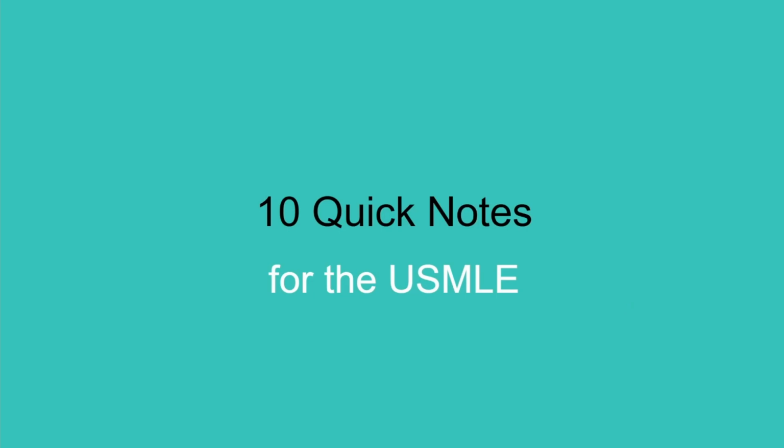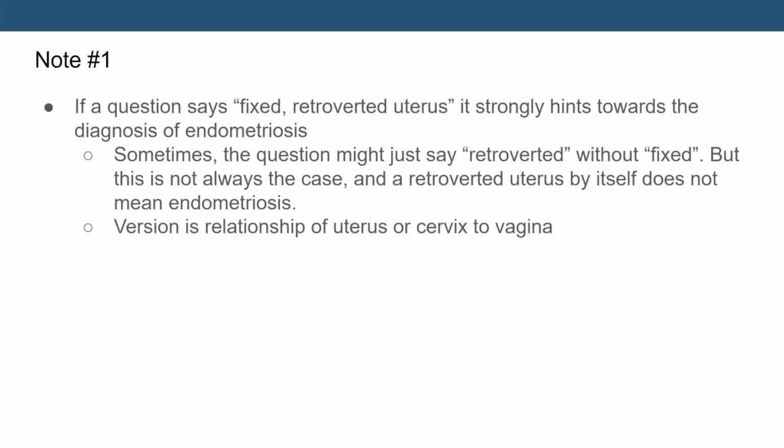Today we will be taking 10 quick notes for the USMLE. This benefits Step 2 and Step 3 more than Step 1. So the first note, and all of these are high yield notes. The first note says, if a question says fixed retroverted uterus, it strongly hints towards the diagnosis of endometriosis.